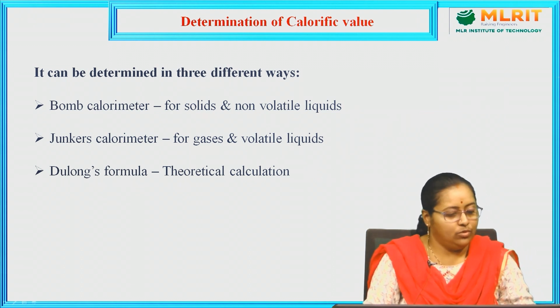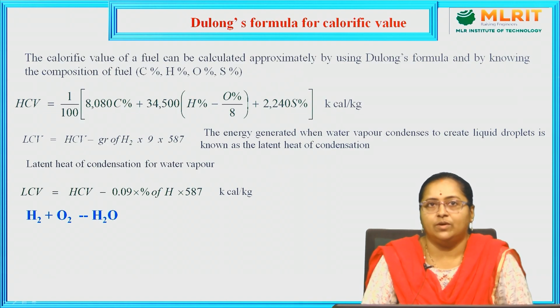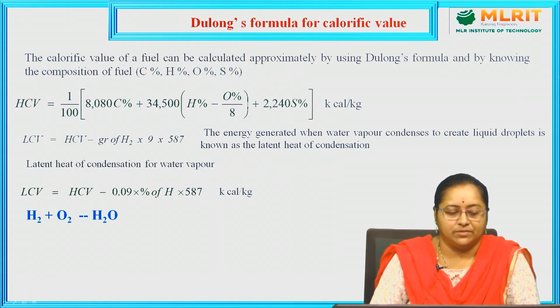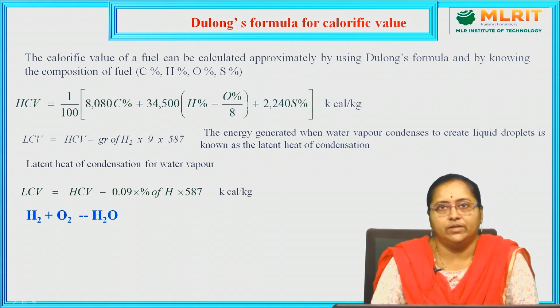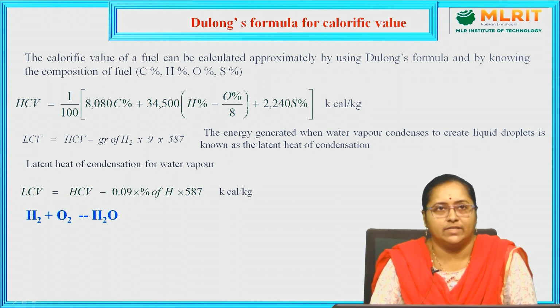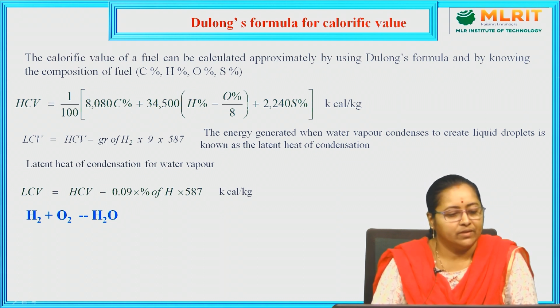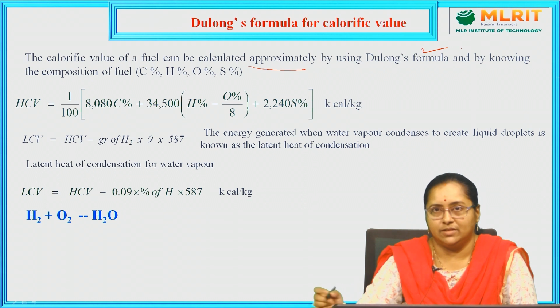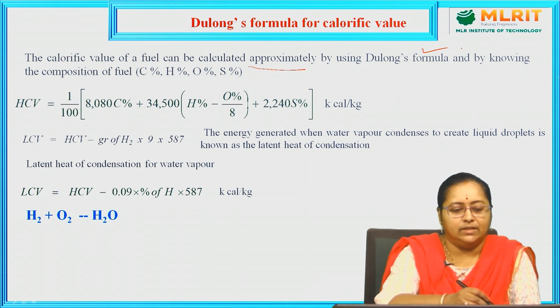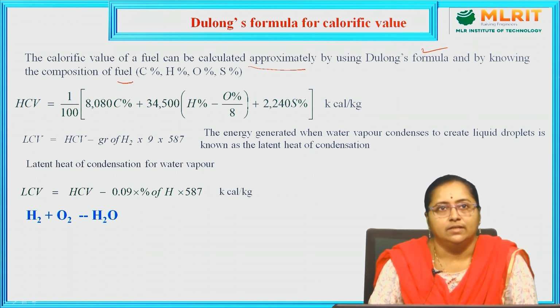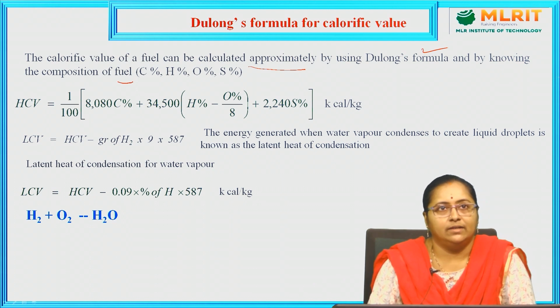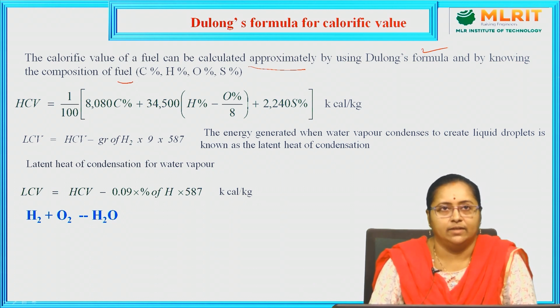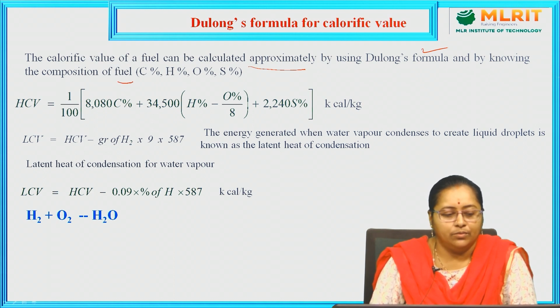So, let us go with the theoretical approach, that is Dulong's formula of calorific value determination. Using Dulong's formula, we are going to calculate the calorific value of any supplied fuel sample, that can be solid, liquid or in gaseous form. Let us see how it is possible. The calorific value of a fuel can be calculated approximately by using Dulong's formula, as I told you, by knowing the chemical composition of the fuel that is supplied. That means the data is to be given. Using the data, that means the chemical composition of the fuel sample, we are going to calculate.